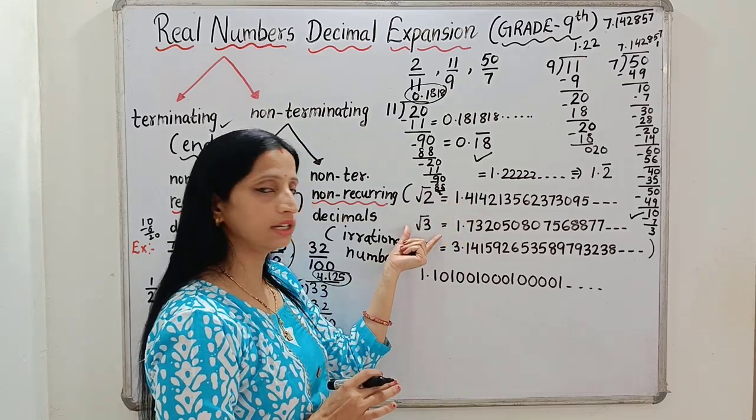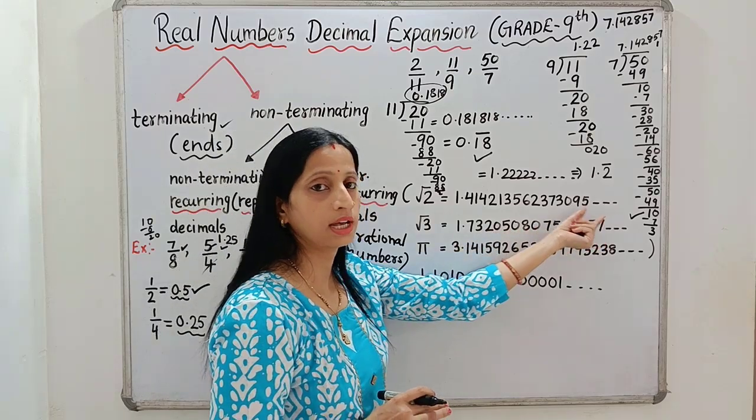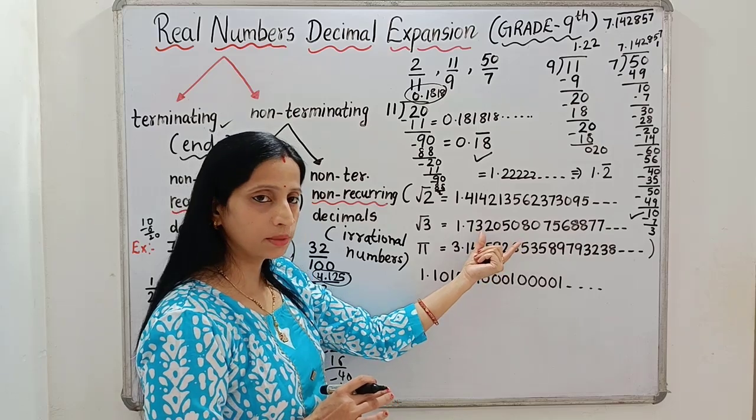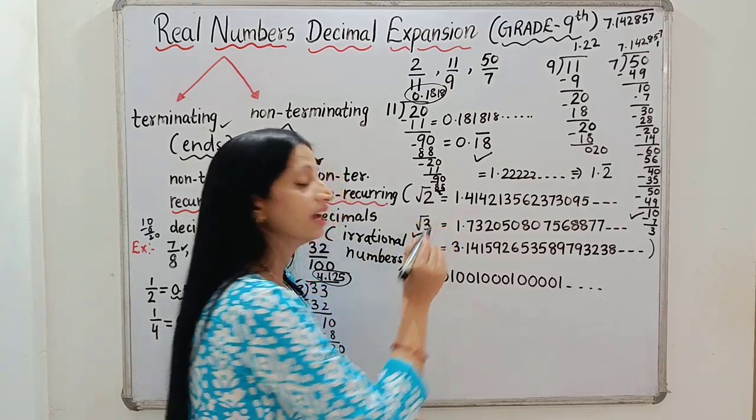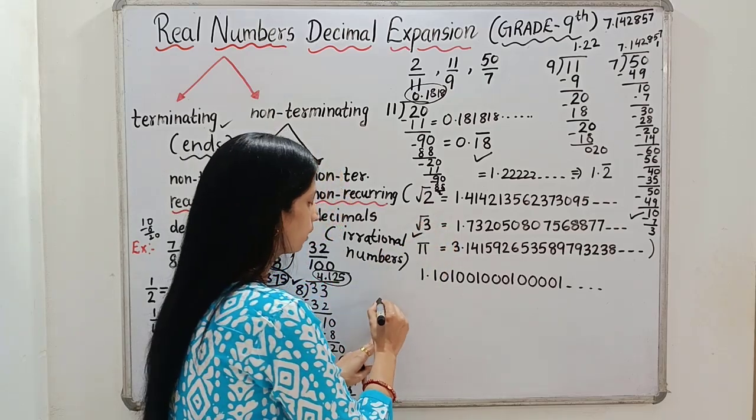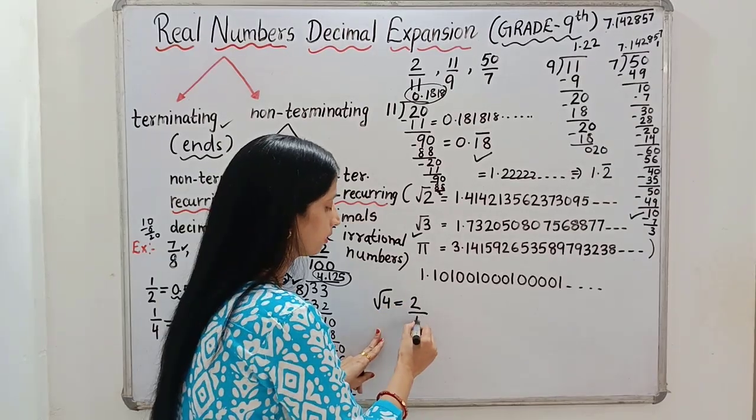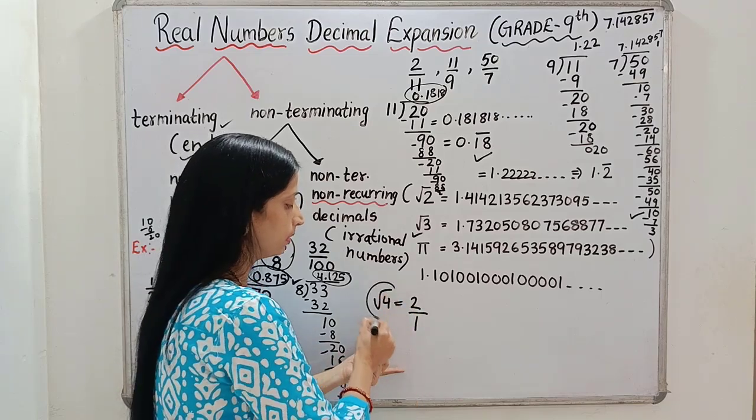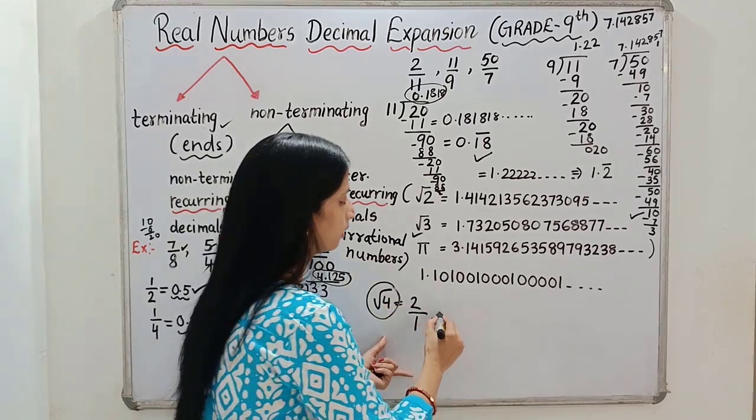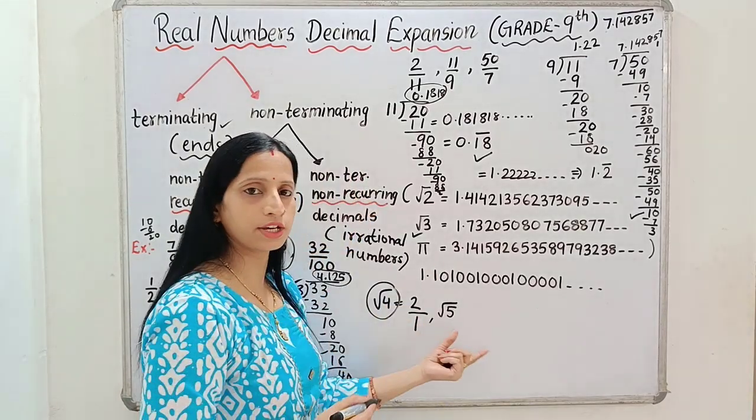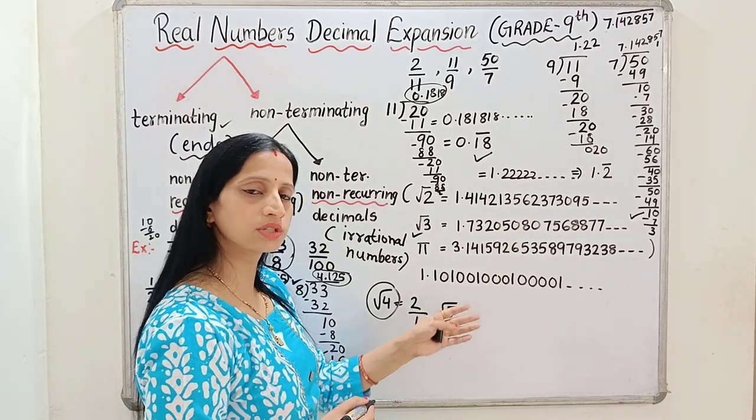Similarly, the value of root 3 is 1.73205080 and so on. Again, it's a non-terminating, non-repeating decimal number, hence it is an irrational number. If you take root 4, the value is 2, and 2 can be written in the form p by q, so it will be a rational number. If we take root 5, again root 5 will be an irrational number. It cannot be written in the form p by q. Then root 6, root 7 and so on.